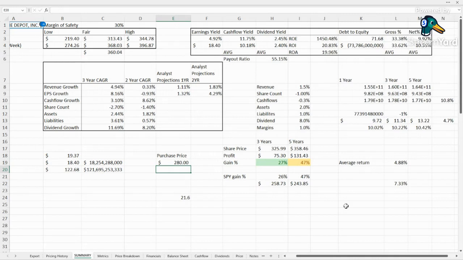280 would get you outperformance in the 3 year, in line with the 5 year. I mean, with the small revenue growth, you can't expect massive gains here. This is something to keep an eye on and try and buy up when it's undervalued in the low 200s, which it hasn't been. The lowest it's been in the last 52 weeks is 274.